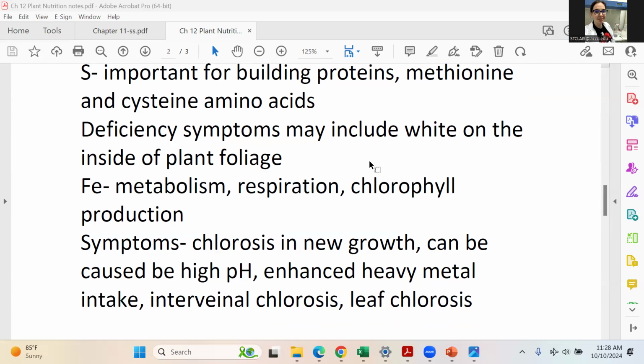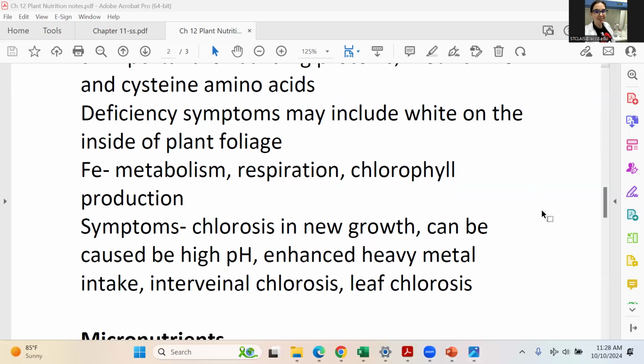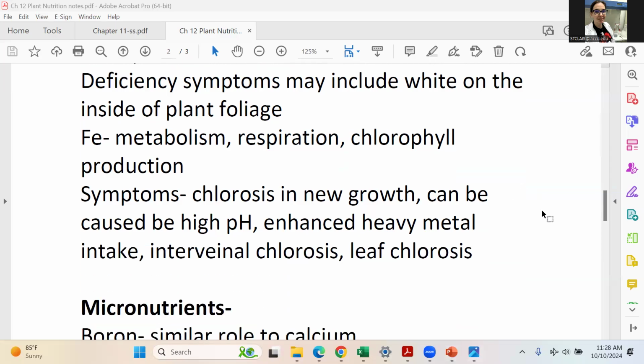Deficiency symptoms of sulfur may include white on the inside of the plant foliage. So from the center out, you may see white. Iron has a function in metabolism, respiration, and chlorophyll production. If we have a deficiency in iron, the symptoms that will be exhibited could be chlorosis in the new growth.